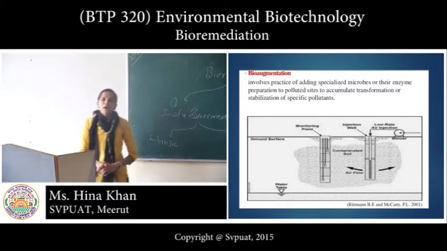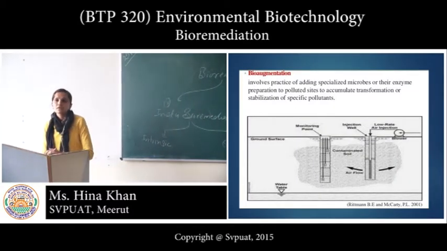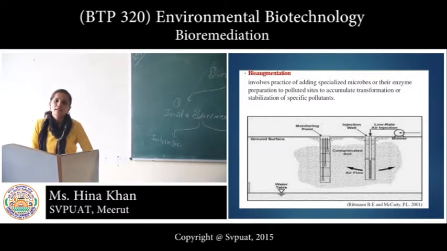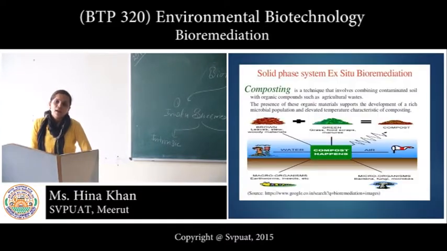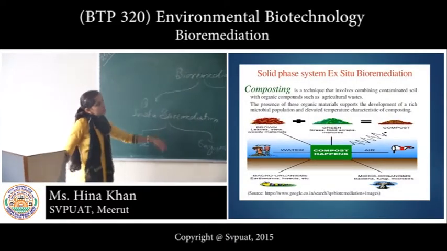So the third one is bioaugmentation. It is an important process in bioremediation. It involves the practice of adding specialized microbes or their enzymes, in preparation, to polluted sites to accelerate transformation or stabilization of specific pollutants. Now come to the ex situ bioremediation.